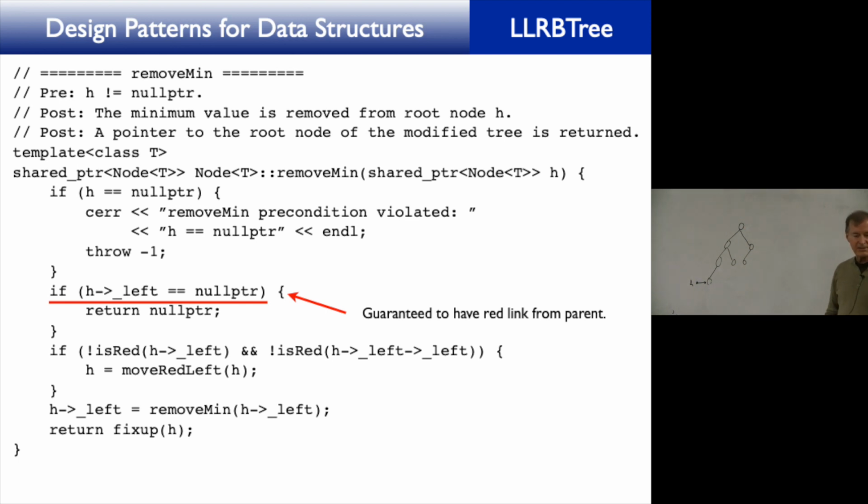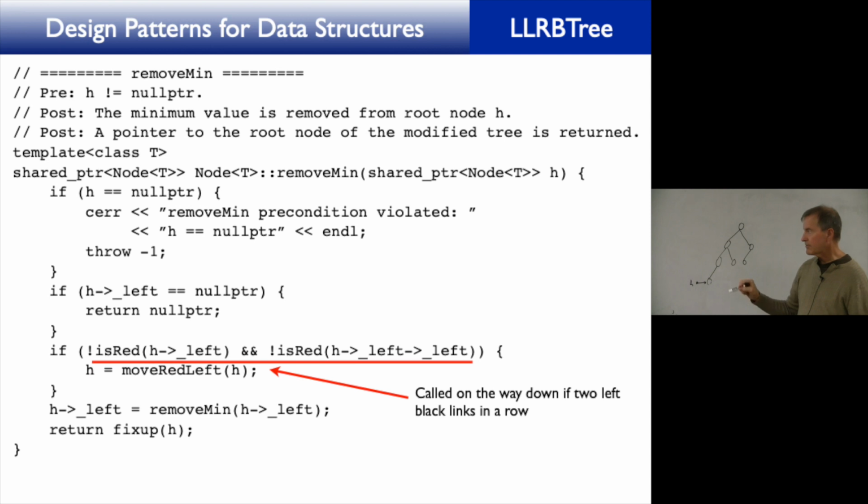Does everybody see that? So that's what the first if statement does. And once we return, we don't need an else, right? Okay, and now what is this next part? If not is red H arrow left, and not is red H arrow left, arrow left.